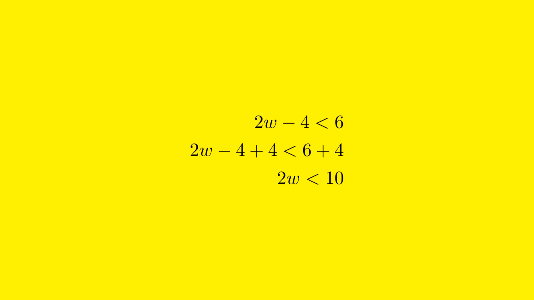Remember, the goal is to get w by itself on one side of the inequality. So the updated inequality after adding 4 to both sides is 2w is less than 10. In interval notation, this step has not yet changed the solution since we have not fully isolated w. By performing this operation, we maintain the balance of the inequality, ensuring that both sides are still equivalent in terms of their relationship.